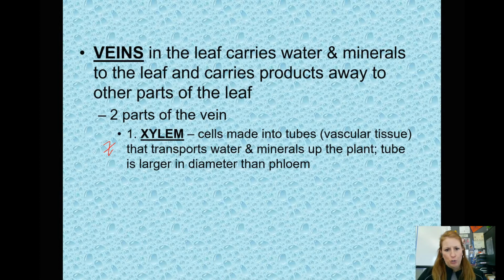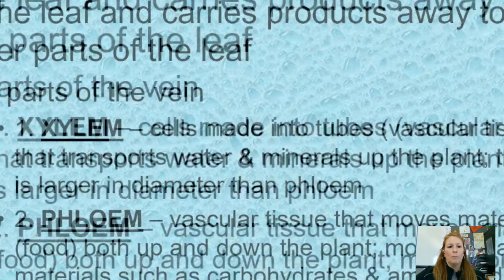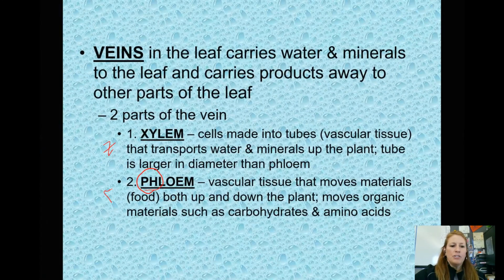So these are tubes, and it's going to run up and down the plant. And the tube, when I compare it to the phloem, the tube of the xylem is larger in diameter than the phloem, and there's usually fewer of them. The second is phloem. So even though it has a P-H, it's going to make an F sound, so phloem, food.